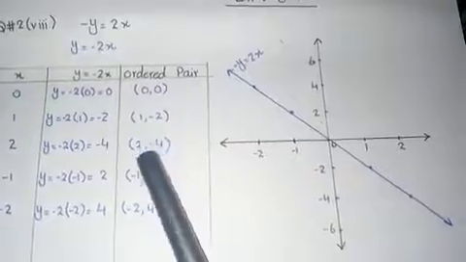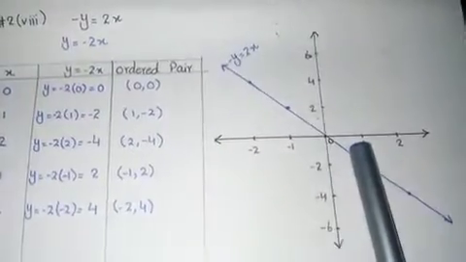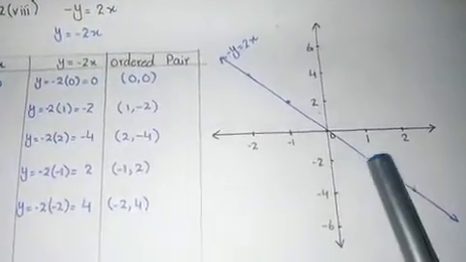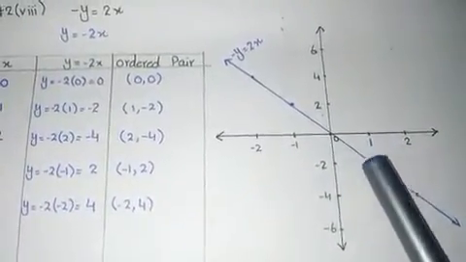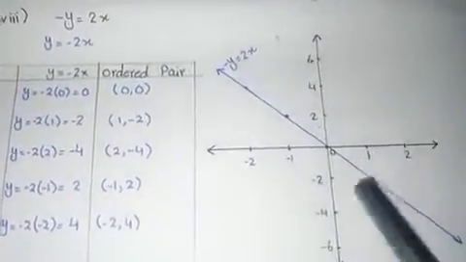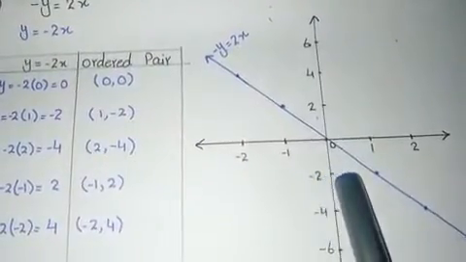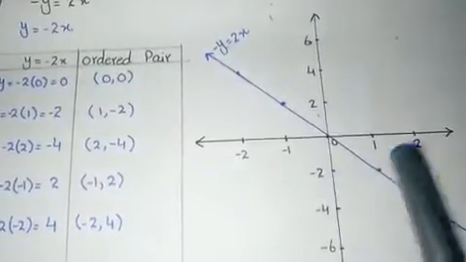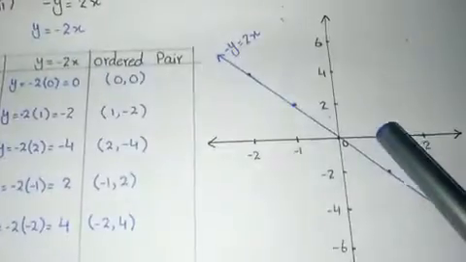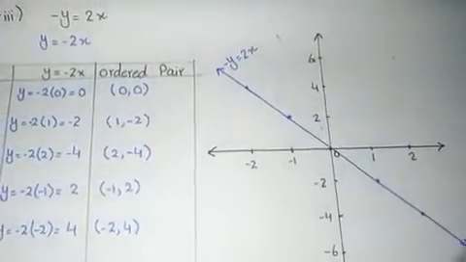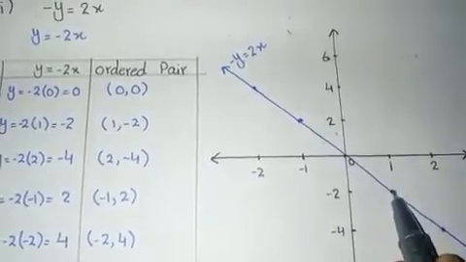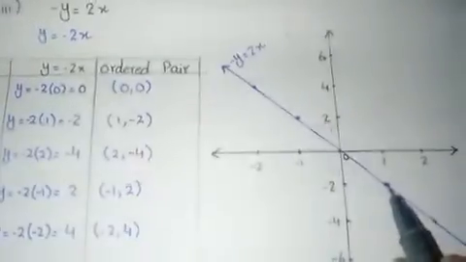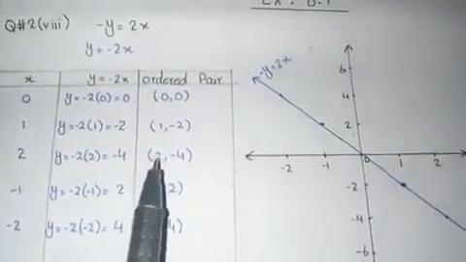1 is the value of x. Look, this is 1 and minus 2. Here is the intersection of 1 and minus 2. You can use two scales. Put one scale horizontally at minus 2 and put one scale vertically at 1. The point where these two scales intersect is the point. Clear? Now similarly the next point is 2, minus 4.